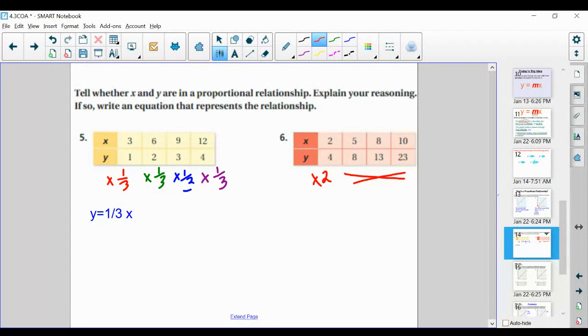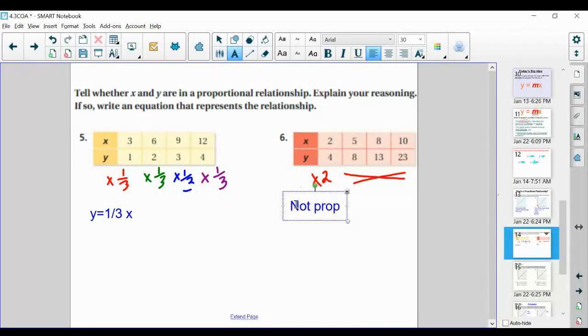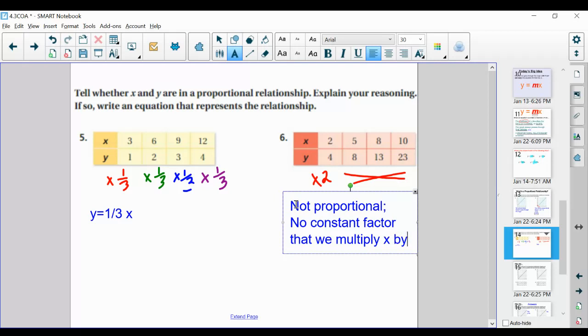If we multiply 8 by 2, do we get 13? No, we should get 16. If we multiply 10 by 2, do we get 23? No, we should get 20 because we know our multiplication facts. And we do not have that constant number that we're multiplying our x by. So number 6 is not proportional. Not proportional. There's no constant factor we multiply x by.